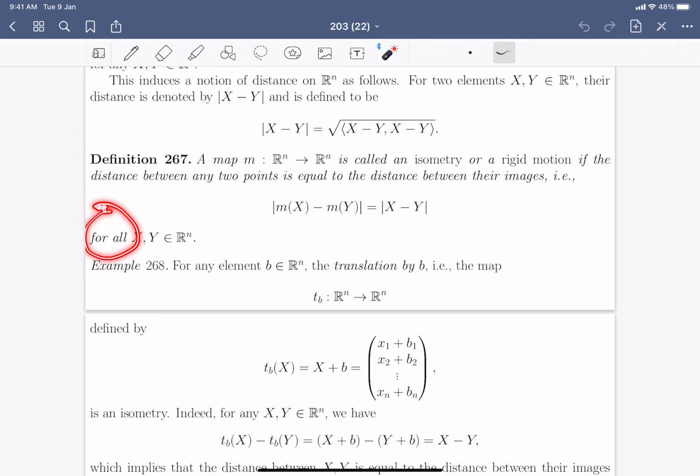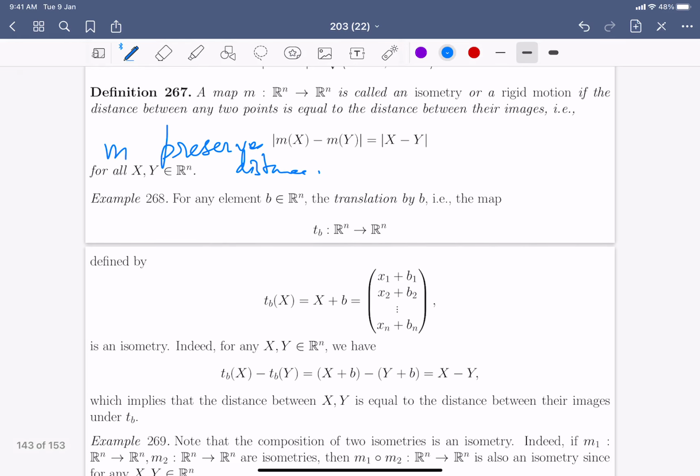In such a situation, we say that this map preserves distance, or we'll call it an isometry, or we'll say that this is a rigid motion. So we say that M preserves distance. Okay, great. It will be good to have some examples of isometries or rigid motions. This kind of map is also called a rigid motion. Roughly speaking, you can also call them distance preserving maps on Rn.